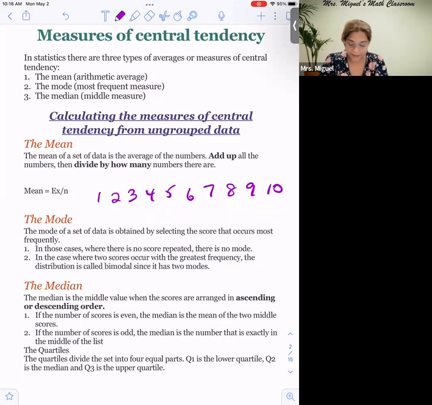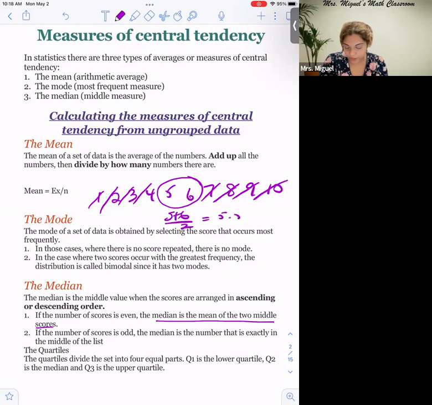So we want to find the median when we start crossing. Here now, there are 2 numbers in the middle, so I cannot identify exactly one value. So here, the median is the middle of the 2 middle scores, or the mean. So 5 plus 6 over 2, which is 5.5. So the median will be 5.5.